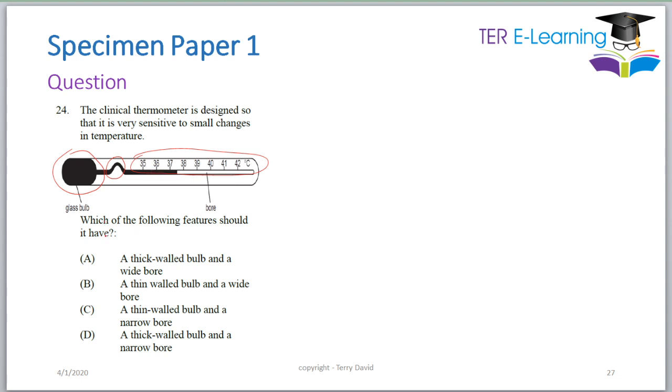Now, which of the following features should it have? A thick wall bulb and a wide bore. Well, obviously that's wrong. A thin wall bulb and a wide bore. That's still wrong. The bulb should be thin, yes. A thin wall bulb and a narrow bore. So this here is actually what the answer should be, right? The design of a clinical thermometer should be a large bulb and it must have a narrow bore, right?